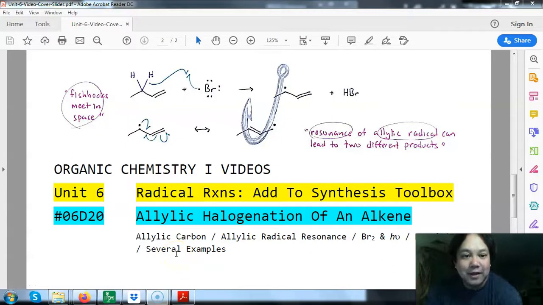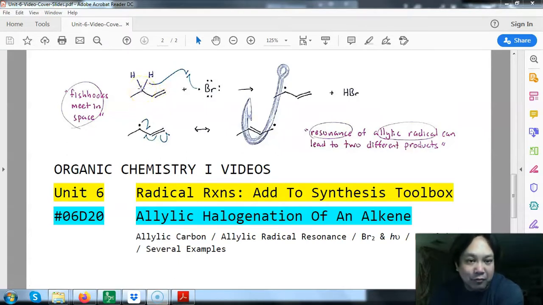Hi again. Our next reaction is allylic halogenation, and actually the cartoon up here is part of the mechanism for allylic halogenation. When you think of the allylic carbon, remember that's the carbon that is off of the double bond carbon. So it's the carbon directly attached to a double bond carbon. So this is the allylic position.